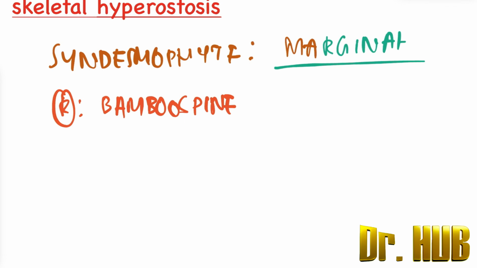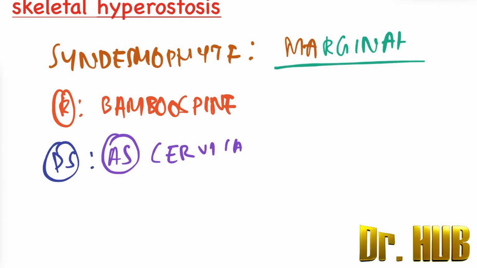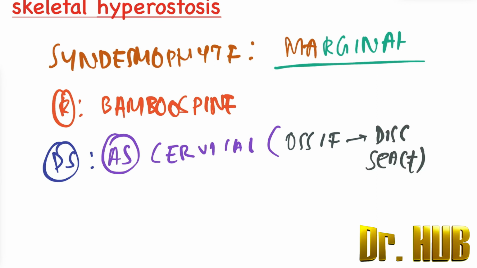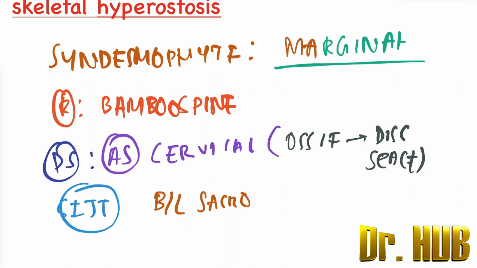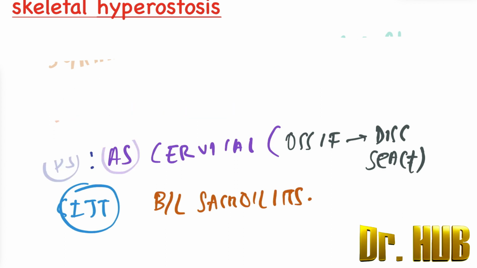Next arises a question on the disc space. How is the DS, that is the disc space, in AS, that is the ankylosing spondylitis? In the cervical spine, it will show the ossification of the disc space. Now we look at the SI joint. What is the SI joint involvement? The SI joint involved is bilateral sacroiliitis.